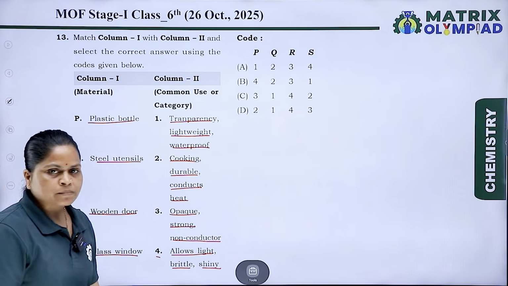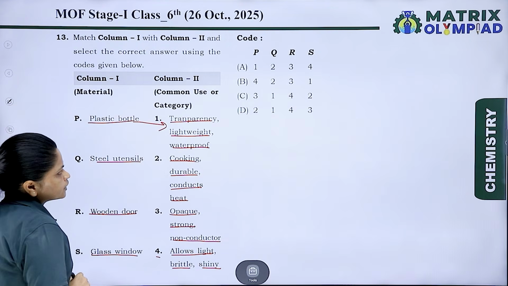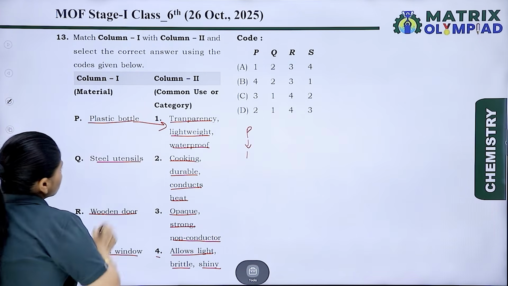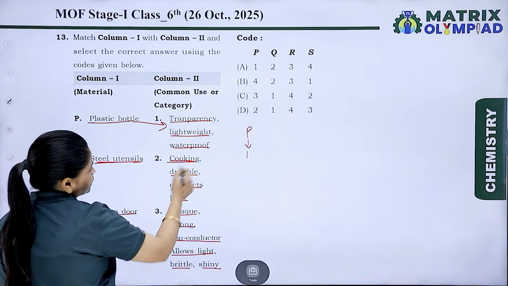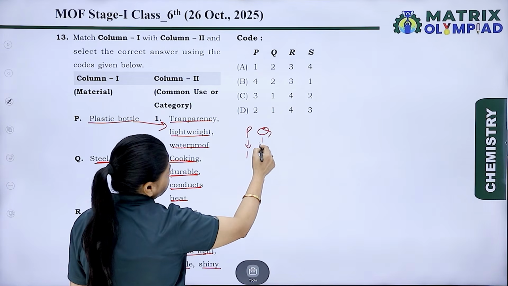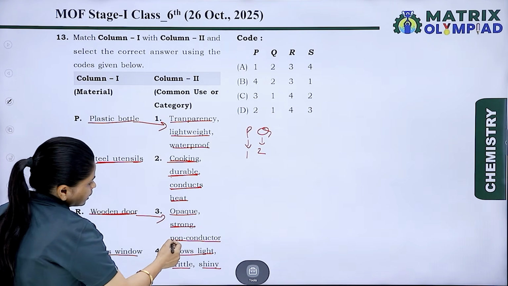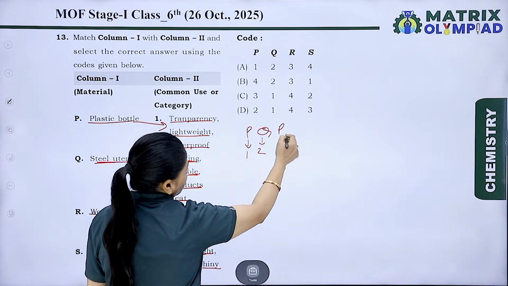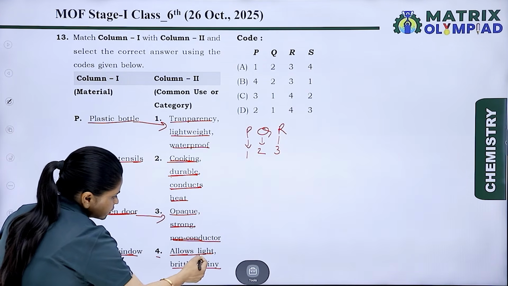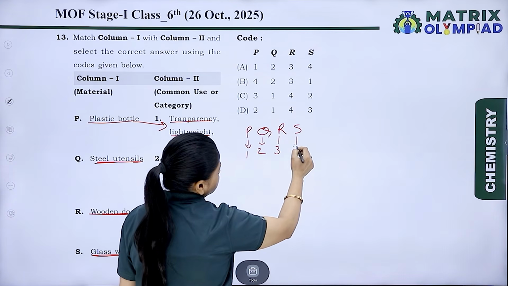Let's match the columns. Plastic bottle is transparent, lightweight and waterproof. So P resembles 1. Steel utensils are used in cooking, durable, conducts heat. So Q resembles 2. Wooden door, it is opaque, strong and non-conductor. So R resembles 3. And glass window, which allows light, brittle and shiny. So S resembles 4.